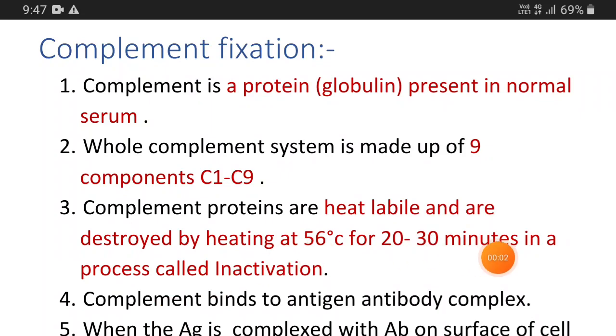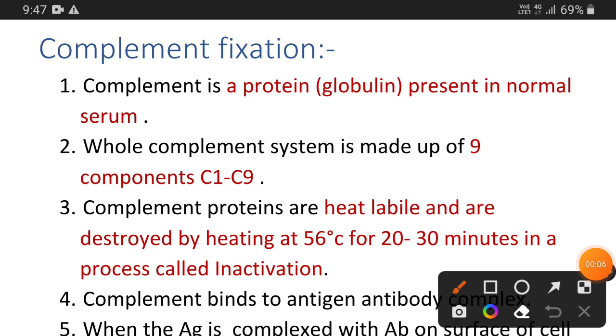Welcome back, friends. In this video tutorial we are going to talk about complement fixation. Before going to talk about this, it is necessary to know about complement. Complement is an immune system protein which is involved in our immune response. These proteins are normally present in our serum all the time in inactivated form.